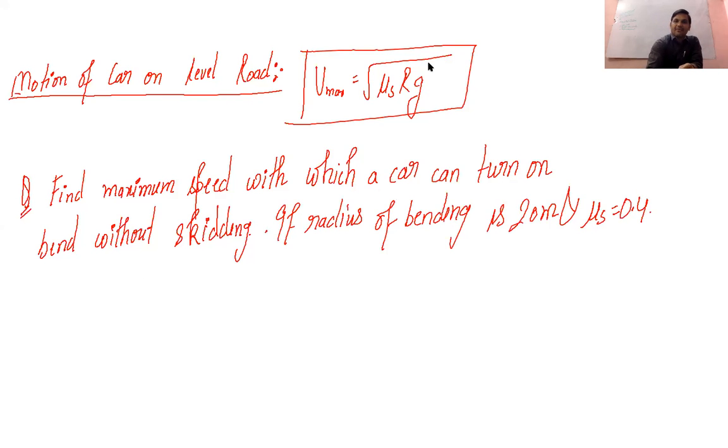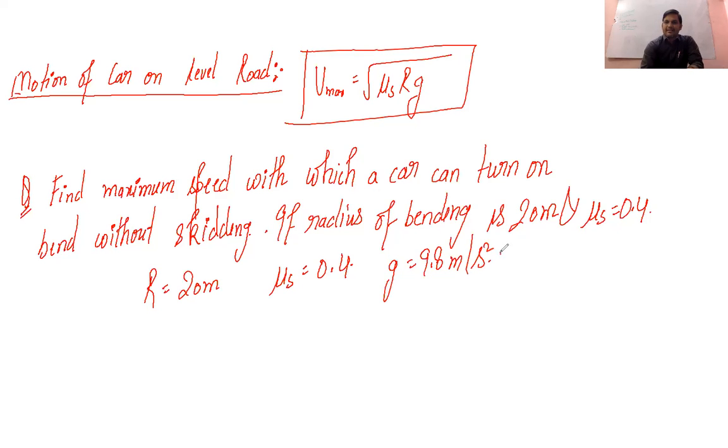So we can see from here. We are given r is equal to 20 meter and mu s is equal to 0.4, and g we have to take, let's say, 9.8 meter per second square, or we can say 10 meter per second square. When it is given g is equal to 9.8 meter per second square, then take g 9.8. Otherwise you can take g 10. So here we are assuming 10 only. So we can use the formula V max, that is under root mu s r into g.